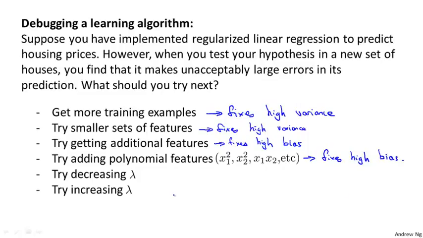And finally, decreasing and increasing lambda. These are quick and easy to try. I guess these are less likely to be a waste of many months of your life, but decreasing lambda, you already know, fixes high bias. In case this isn't clear to you, I do encourage you to pause the video and think through this, to convince yourself that decreasing lambda helps fix high bias, whereas increasing lambda fixes high variance.